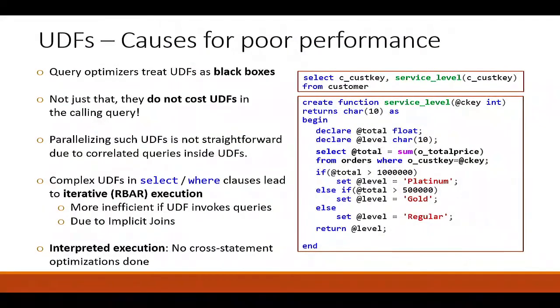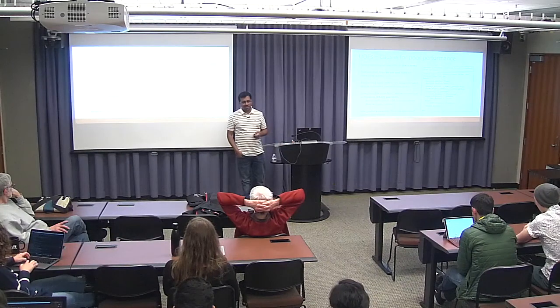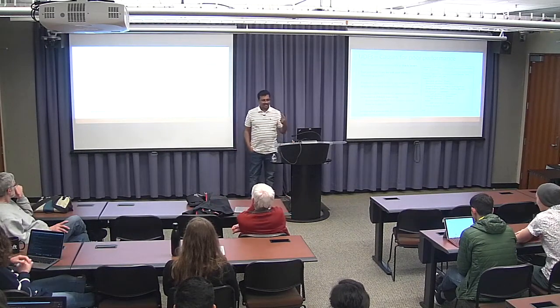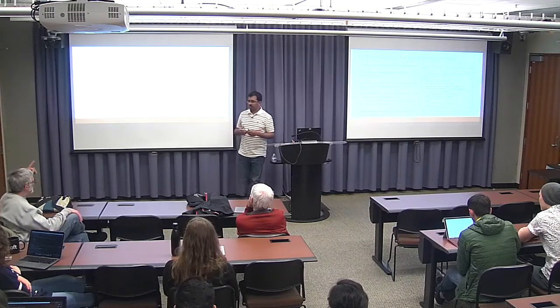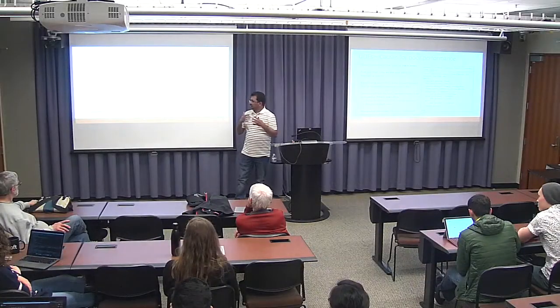So as a result, when you have complex user-defined functions like this inside, let's say, the select clause like I've shown here, or it could be even in the where clause in a SQL query, this leads to what we call RBAR execution in the SQL world, which stands for row by agonizing row, which is another way of saying you're iterating over every row instead of doing a set-oriented operation. Row by agonizing row. This is more inefficient if the UDF in turn has queries because of these implicit joins.